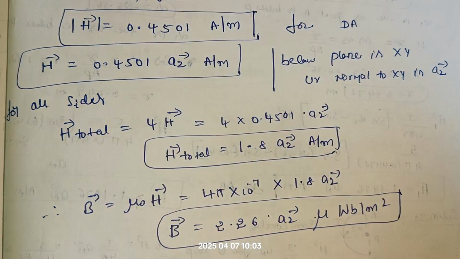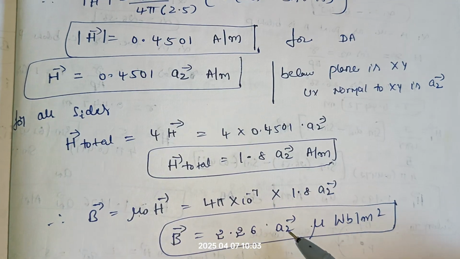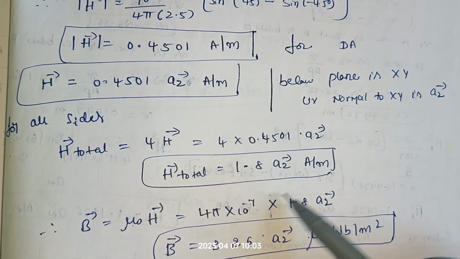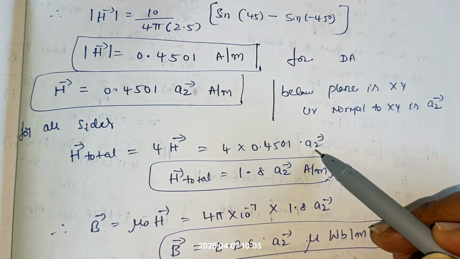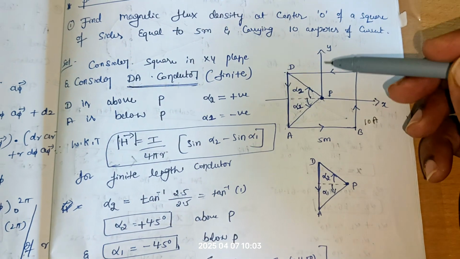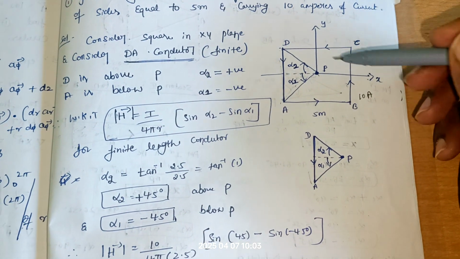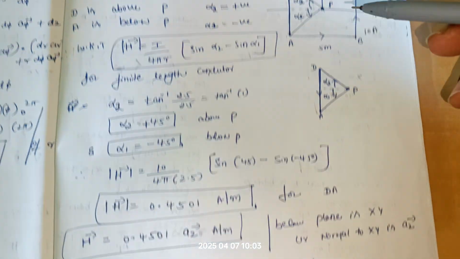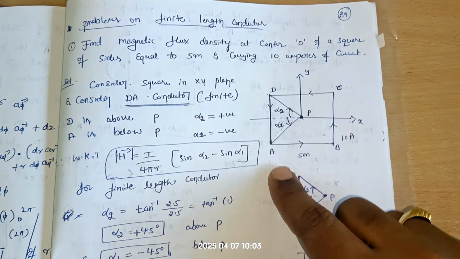The unit of H is ampere per meter, the unit of B is Weber per meter square. So since it is 10 power minus 6 that we got after this, we write it as micro. Okay, so you can observe the Z component is present here because we have considered the DA conductor which is in the XY plane. So what is perpendicular to the XY plane is Z, so Z appeared here. Okay, so that's what the problem is.